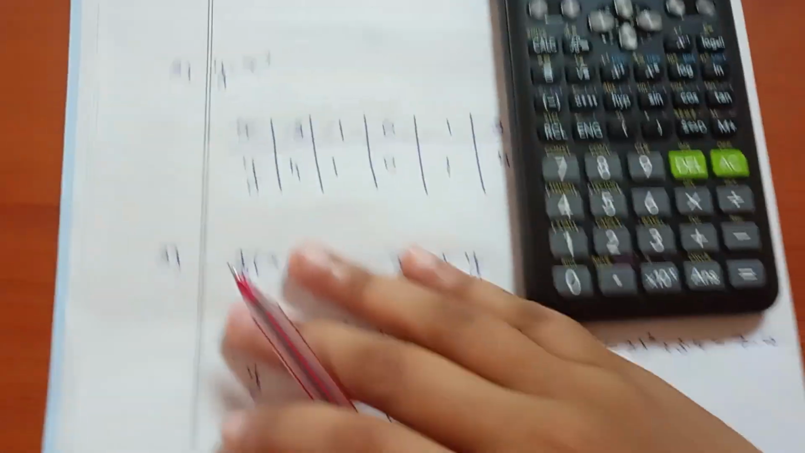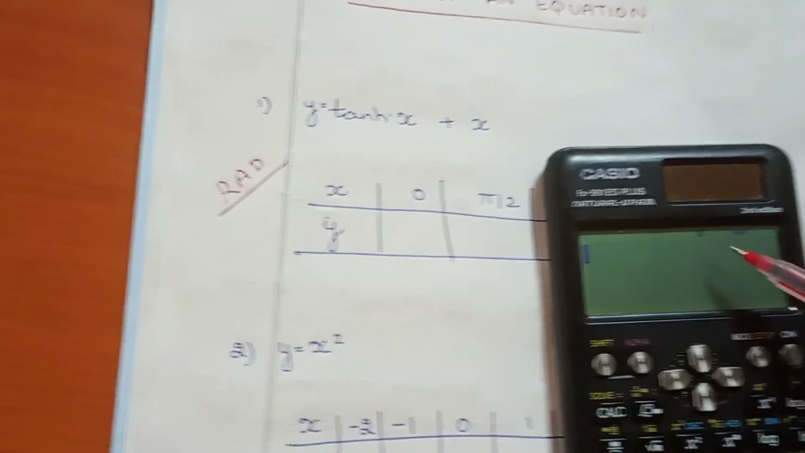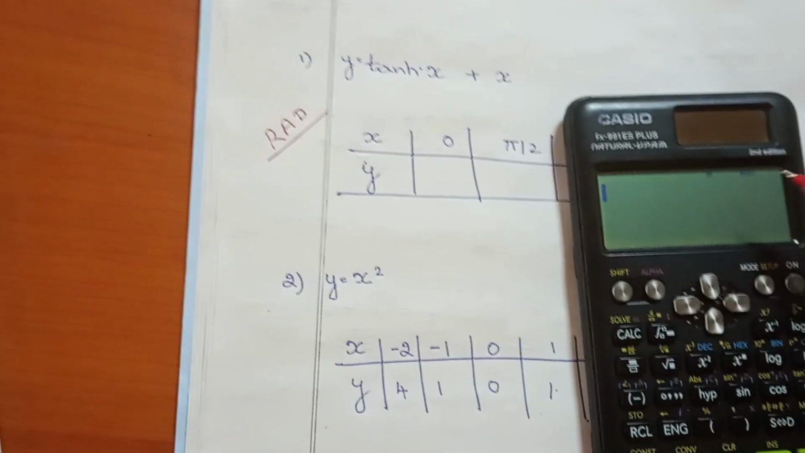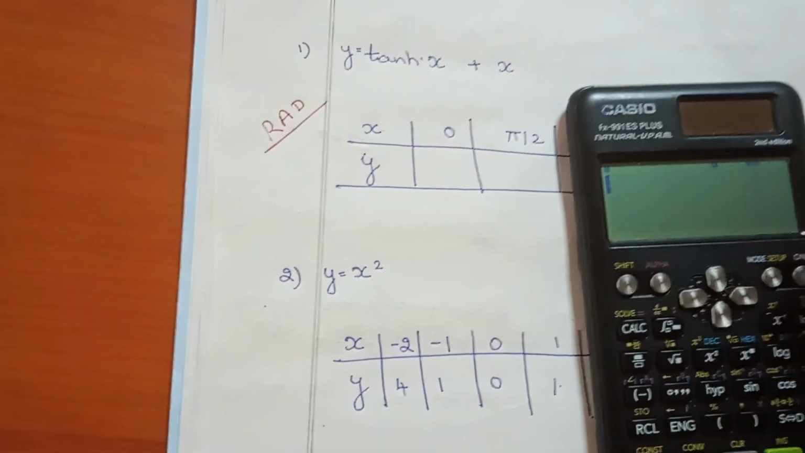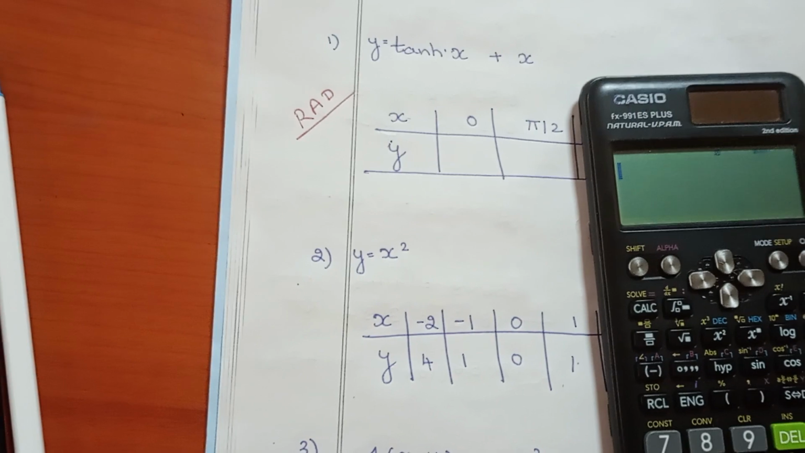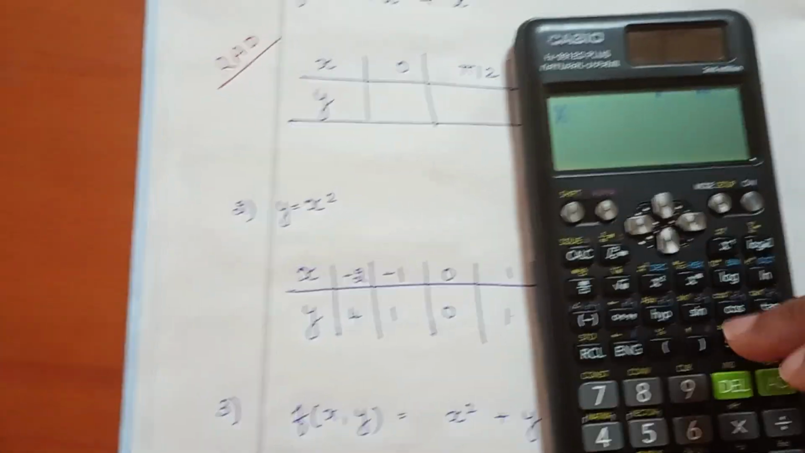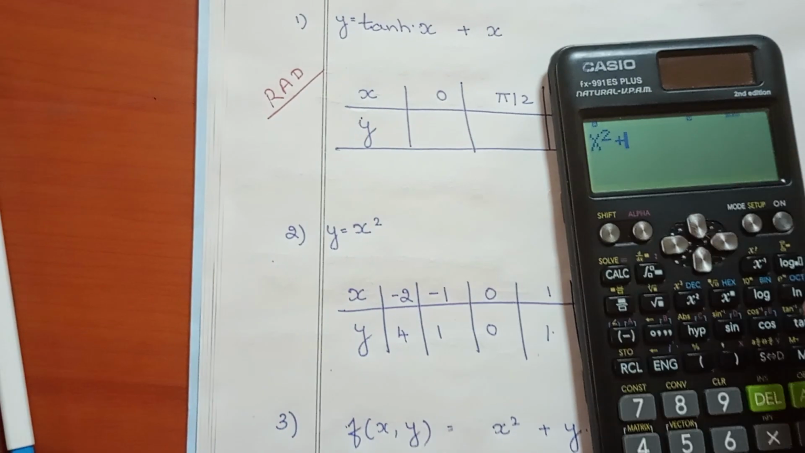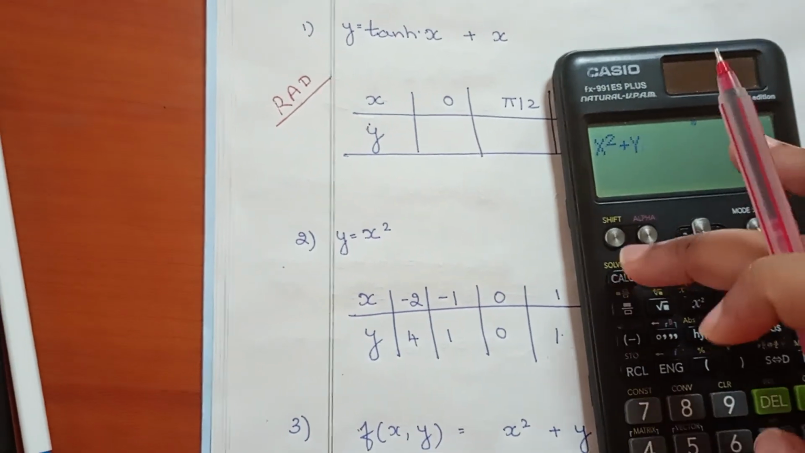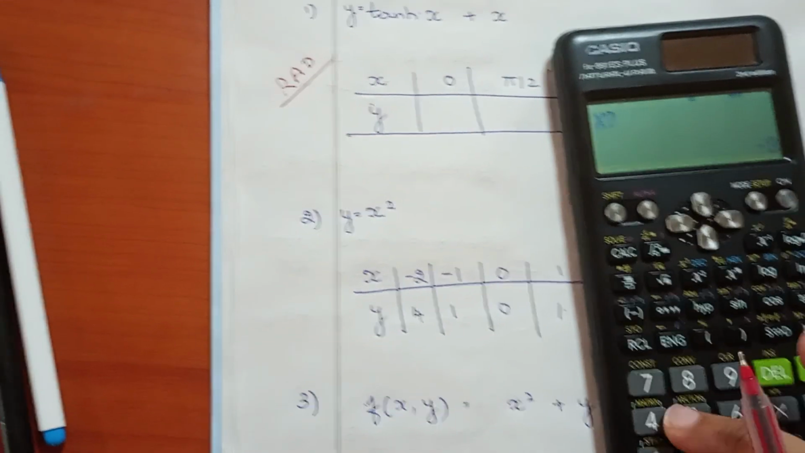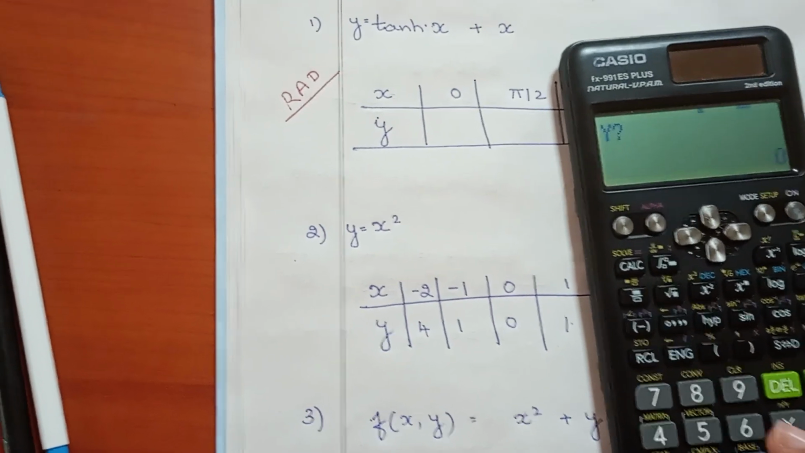Next you have x square plus y. Similarly, see, now the calculator was in radian and you got the same answer. Shift mode and I make it to degree, and you will get the same answer. So alpha x square plus alpha y. Then calc, what is the value of x? 5. Value of y, 0.